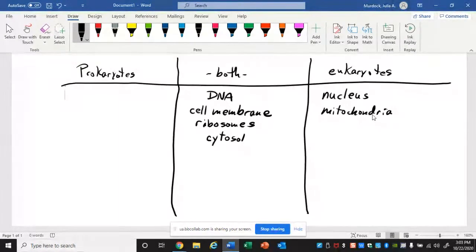Let's add some more to the eukaryote side. What else can we put in there that the prokaryotes don't have? Cell wall? Ah, prokaryotes have those too. They both have cell walls. Even though plant cells are eukaryotes, animal cells don't, right? But eukaryotes are very capable of having cell walls, and all prokaryotes have cell walls. That's a good thing to know. I'm glad somebody said that.